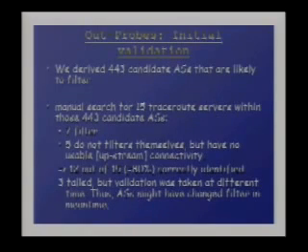We derived 443 candidate ASs that are likely to filter. We then did a manual search and found 15 traceroute servers within those ASs. 7 of them clearly filtered. 5 did not filter themselves, but their upstream or side stream or whatever, in other words, their way to get towards us was the culprit. So now you're at 12 of 15, 80% were correctly identified.